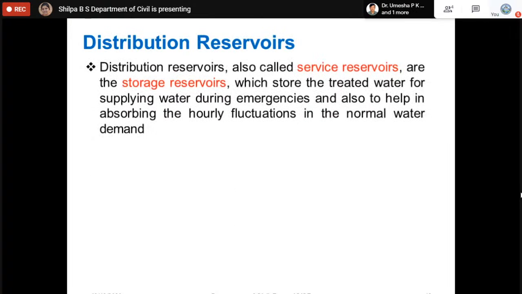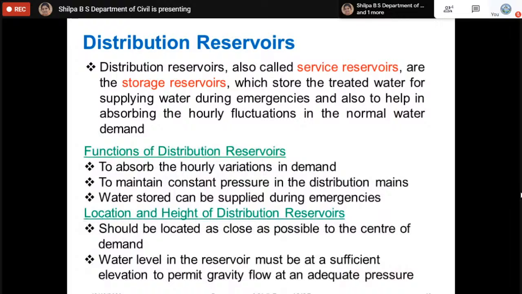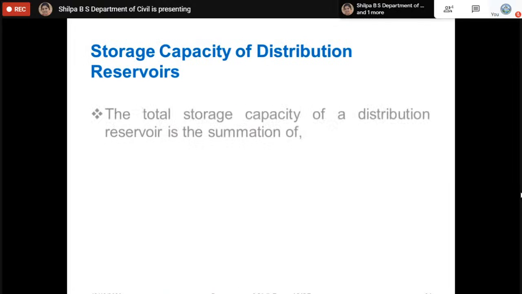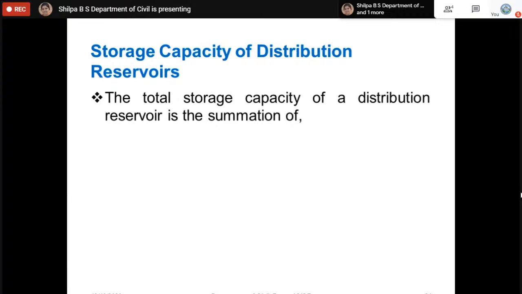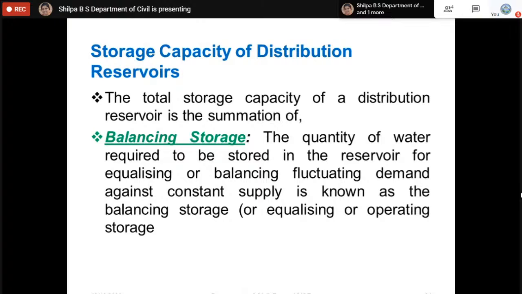Coming to the distribution reservoirs, or the storage reservoirs, as we generally call them. These are provided to absorb the hourly variations and also to maintain a constant pressure. The location and height of these distribution reservoirs depend mainly on the particular site or locality. Two types of reservoir, surface and elevated, are used. The most important thing here is how to determine the capacity of these reservoirs, which depends on the balancing storage. It is the summation of three important components.